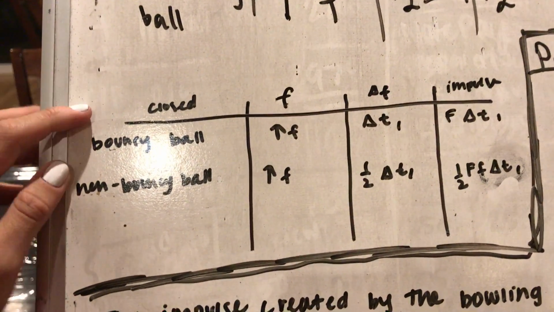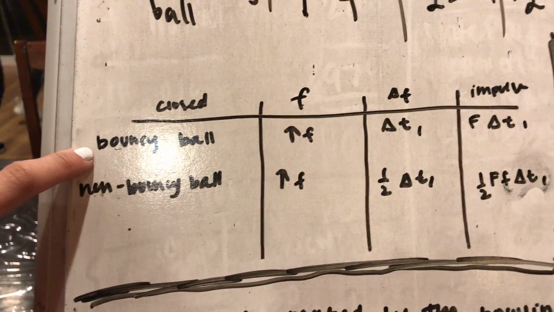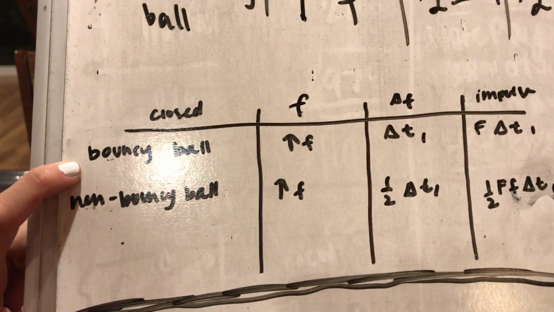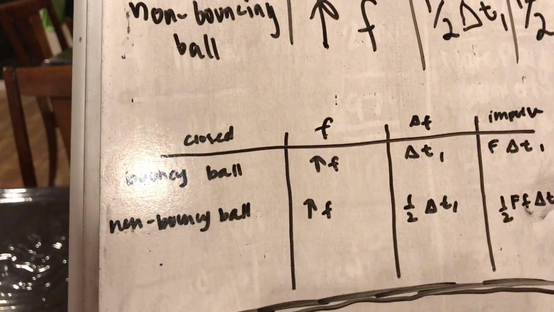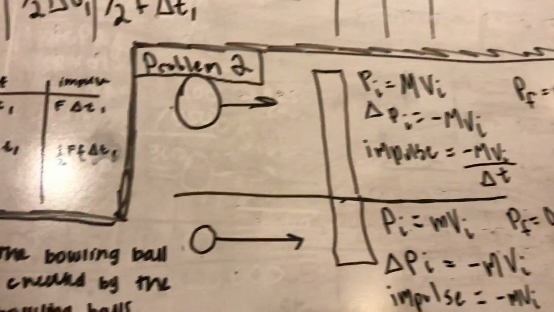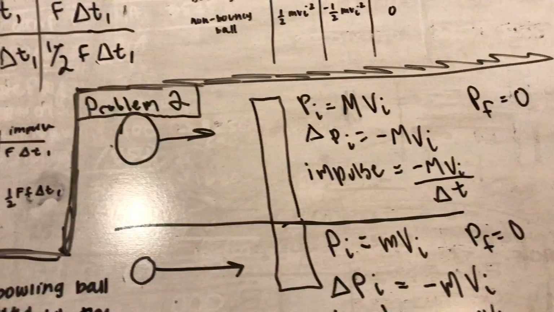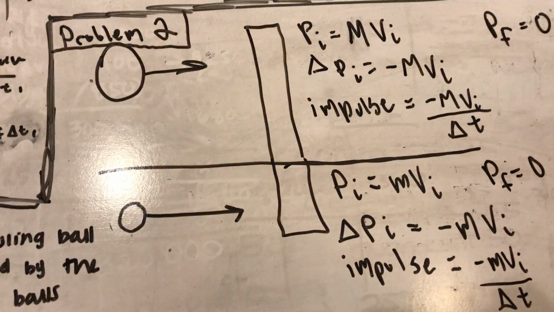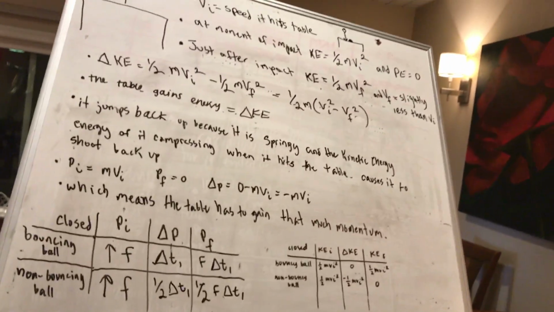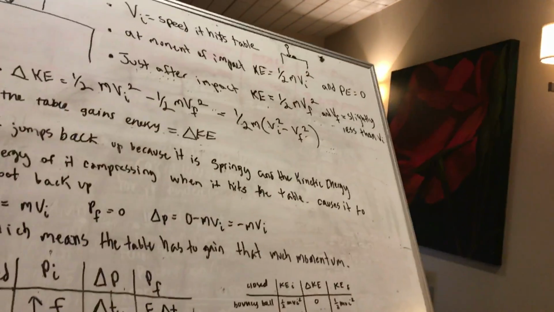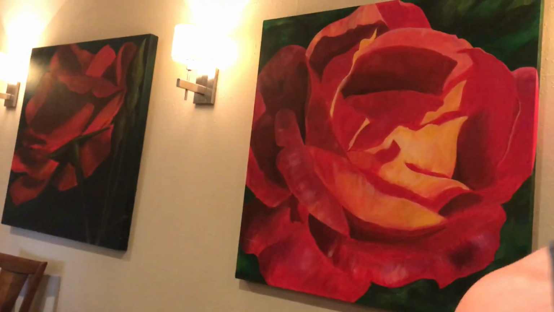For the other closed system, it is basically the same as the previous. Okay. So, that is problem number 1. So here is problem number 2, on the bottom. And by the way, in problem 1, the bouncy ball shot back up because it was compressed, and then it shot back up, and the non-bouncing ball wasn't compressed. It didn't have springy capabilities, so it just sat there. Anyways, problem 2.